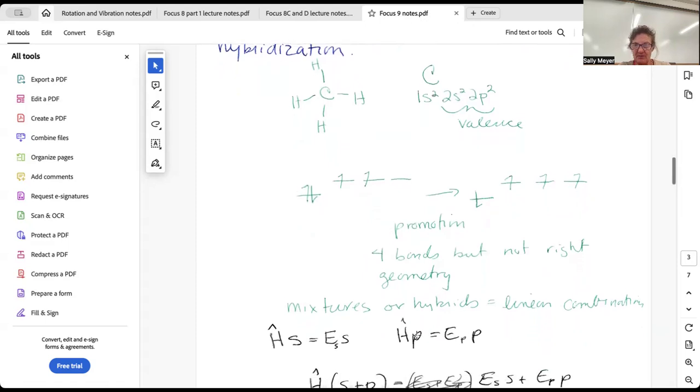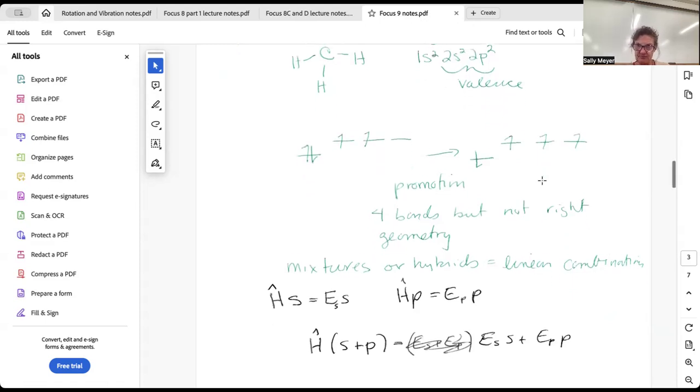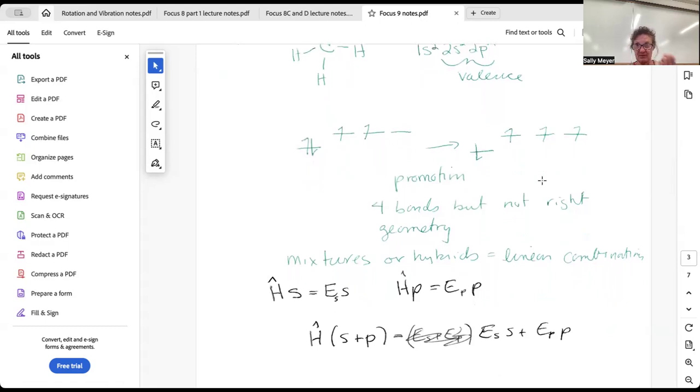So now we want to think about the geometry. If we just did the promotion, you'd have an s orbital and three p orbitals forming bonds. And you look at the p orbitals, you know for sure they're 90 degrees from each other. So three of the bonds to the carbon would be 90 degrees with each other. And we know that the bond angles in methane are 109.5. So we know that's not right. So we have to do more than promotion. Promotion solved the problem of not the right number of bonds, but it hasn't solved the problem of not the right geometry. So what we're going to do is we're going to mix them.